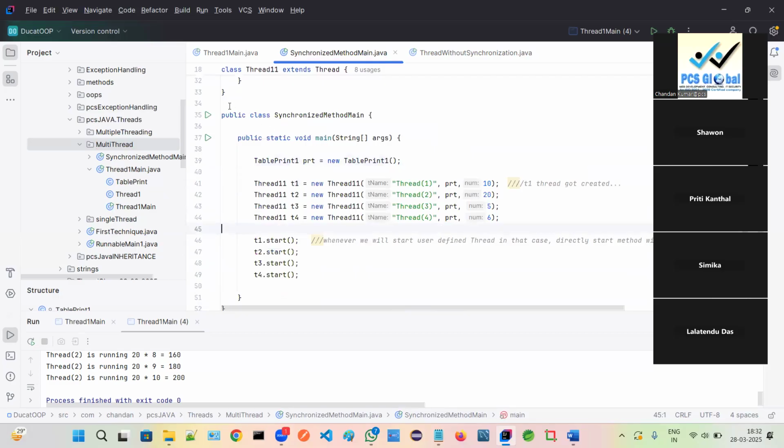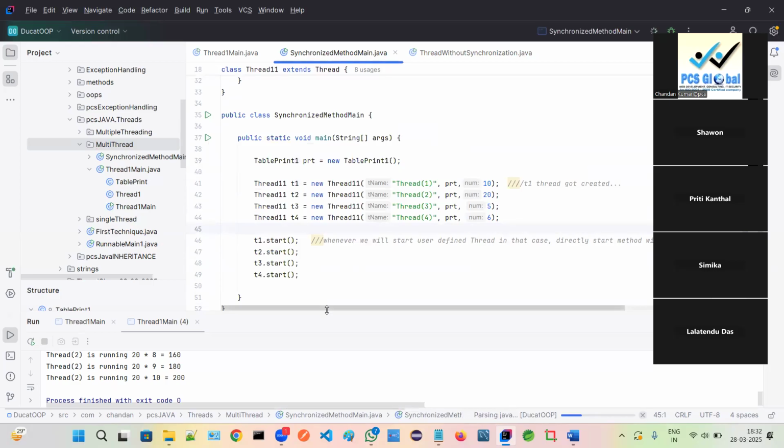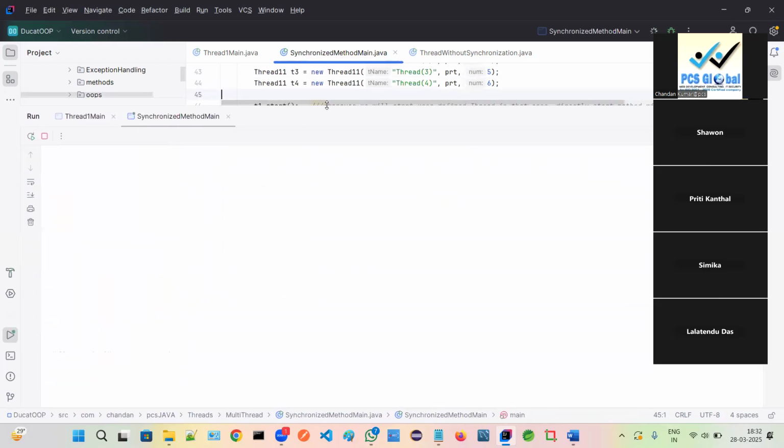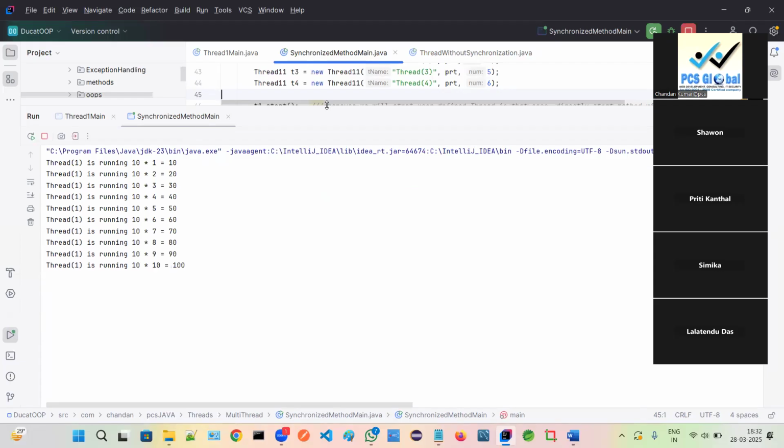Clear? Now using this synchronized method we will also achieve the same thing. Synchronized block as well as synchronized method. Now see, thread 1 is running. Thread 1 is running. Thread 1 is running. Guys, is it clear to all of you?